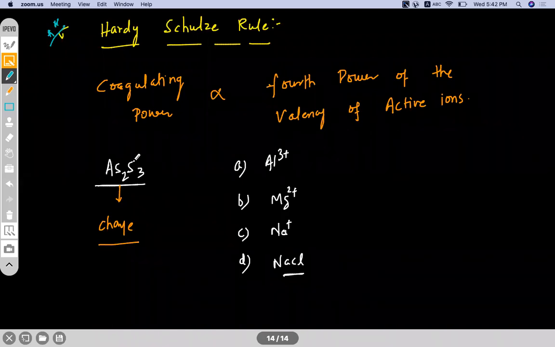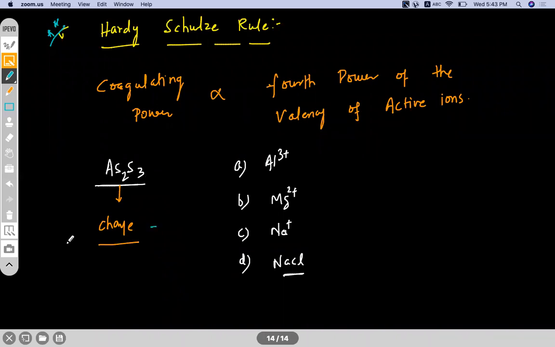So we know the charge on sulfide is what? It is a negative charge sol. So a negative charge sol will get coagulated by the positive charge electrolytes, right? So the more positive the charge, the more the coagulation. So obviously it is Al3+, right? So this kind of questions you get.